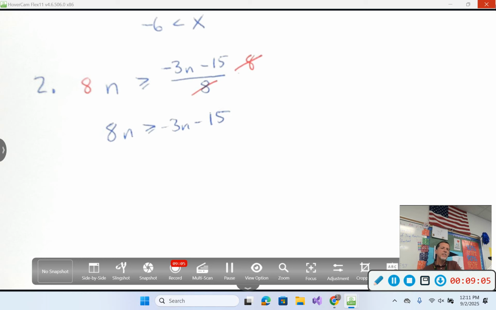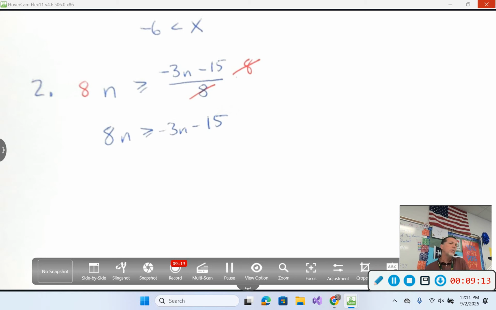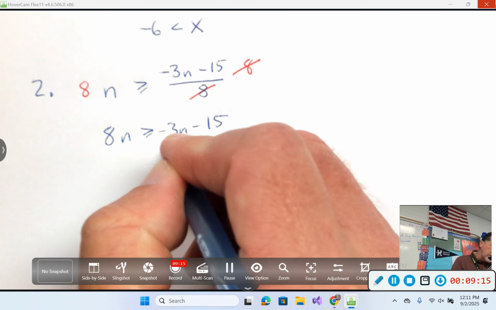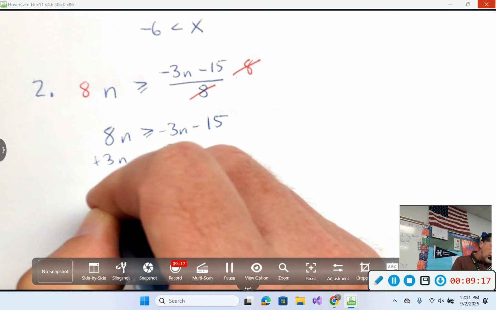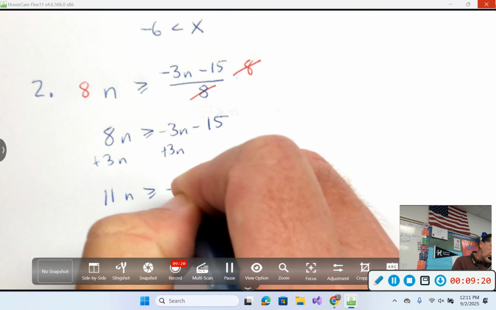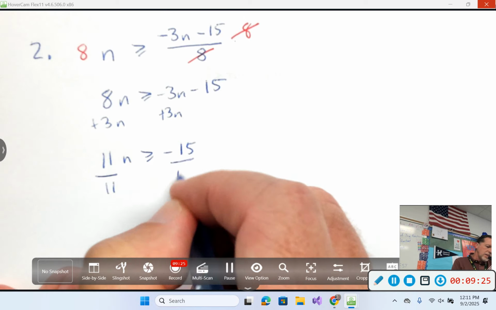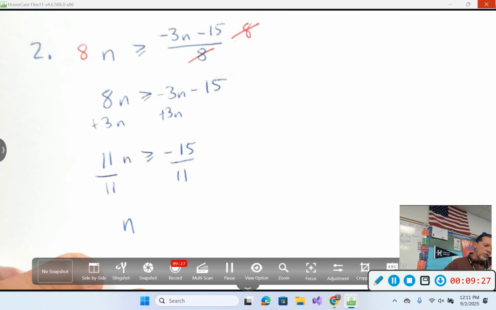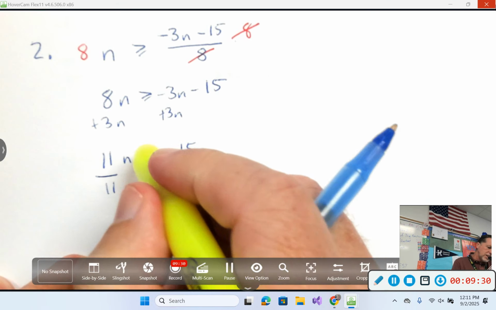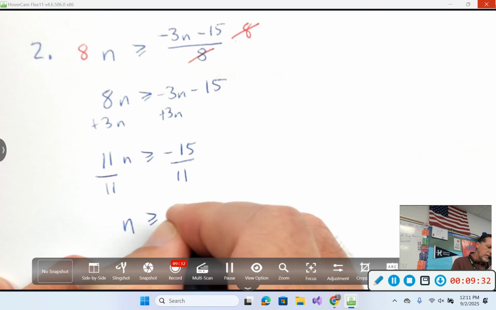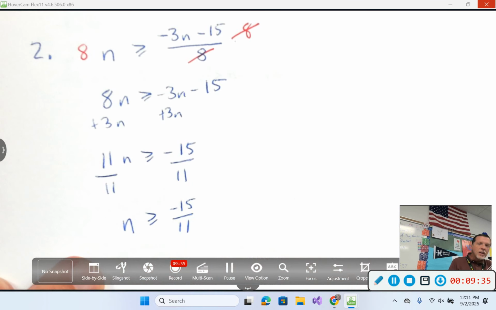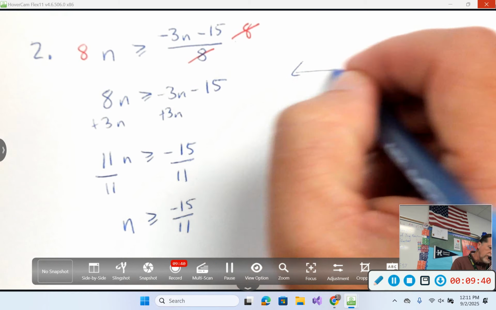What should I do next? Trying to get n by itself? You plus 3n. I would plus 3n. You could minus 8n, but probably easier to plus 3n. So 11n greater than or equal to negative 15. Divide by 11. Do I need to swap the inequality? No. Only when what you're dividing by is negative. So n is greater than or equal to negative 15/11.